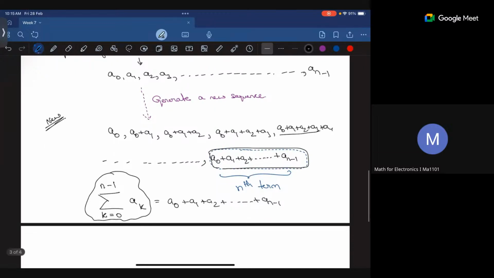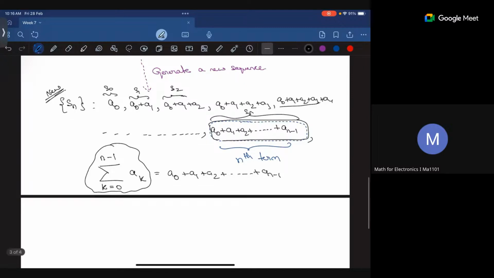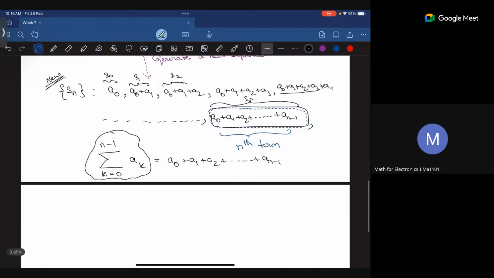Okay. So now this new sequence, you can call it the Sn sequence, the summation sequence. So Sn means this is S0, this is S1, this is S2. So like this will be Sn. Now, again, this is also a sequence and it will not stop, right? It will go on and so forth.